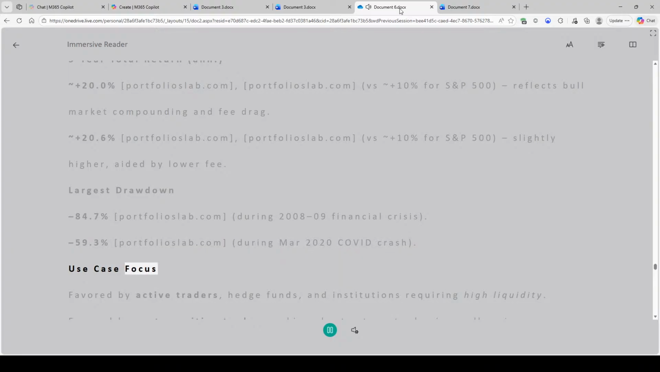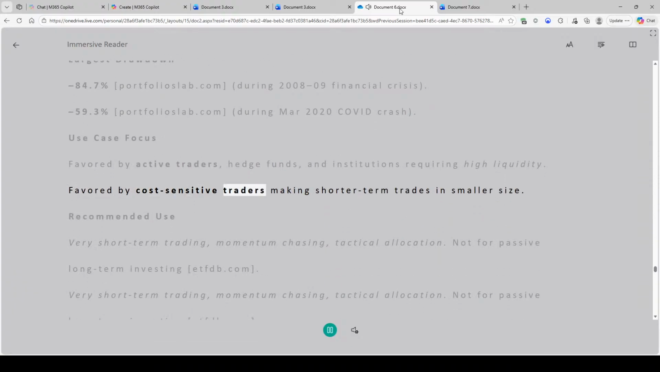Use case focus: favored by active traders, hedge funds, and institutions requiring high liquidity. Favored by cost-sensitive traders making shorter-term trades in smaller size. Recommended use: very short-term trading, momentum chasing, tactical allocation. Not for passive long-term investing.